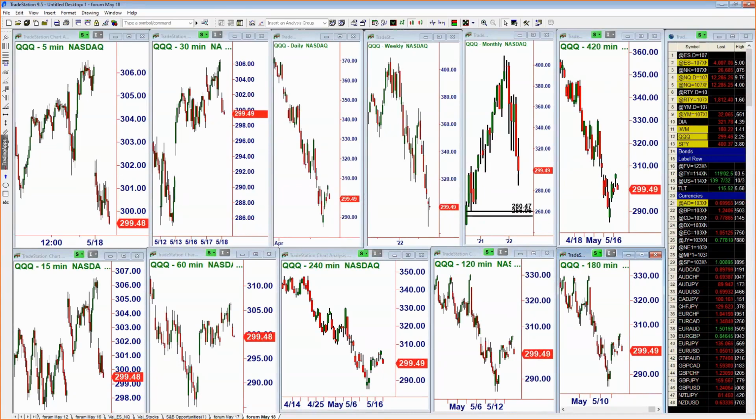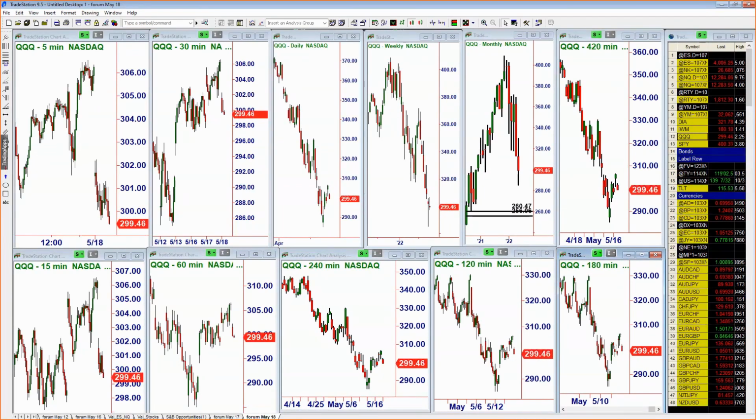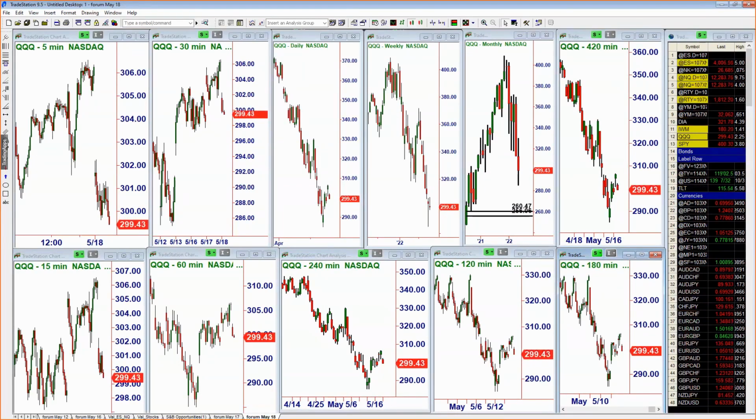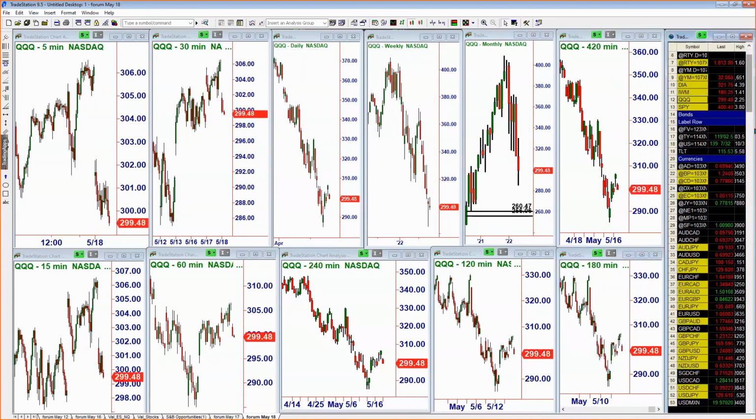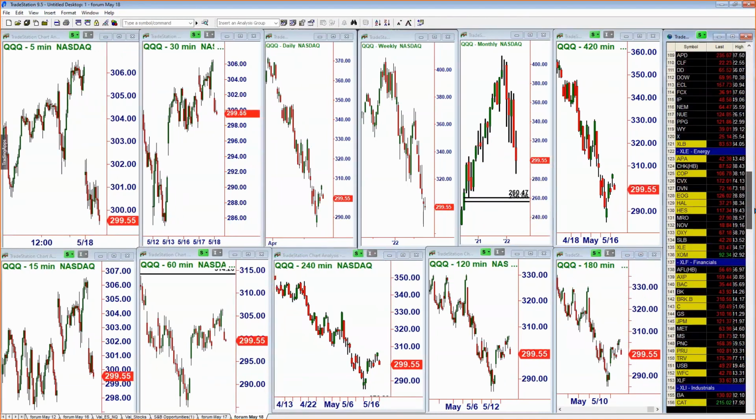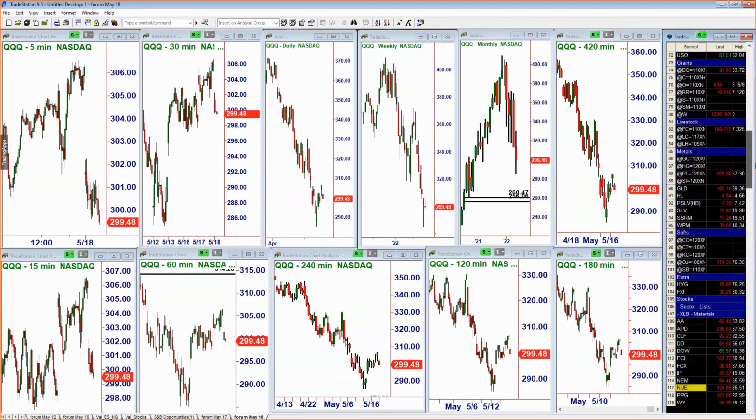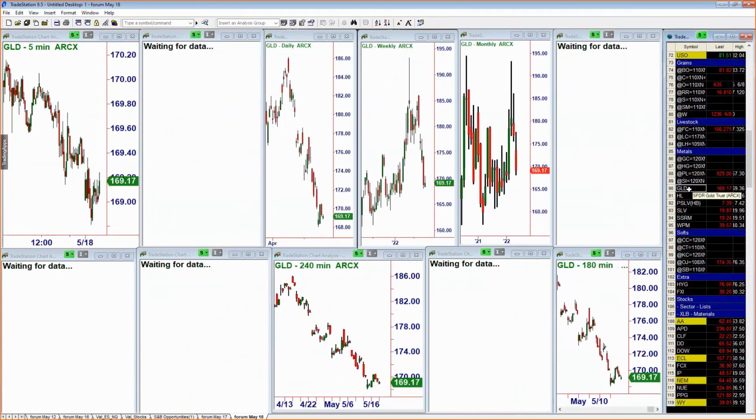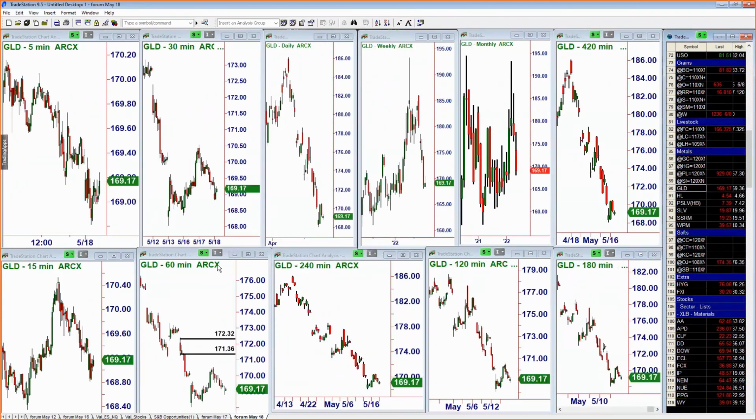All right, let's take a look at gold. No problem, GLD, Zach. Let's take a look at GLD. With GLD, it's really all going to be about the 60-minute chart here. So let me pull that up. Not that the 60-minute chart is any more important than any other chart, but that happens to be where the evidence is clear. So let's go there.